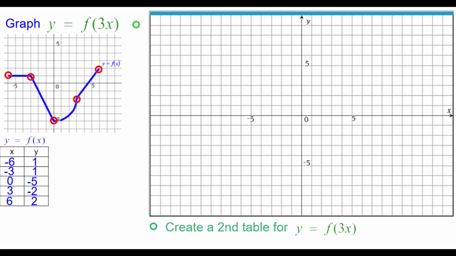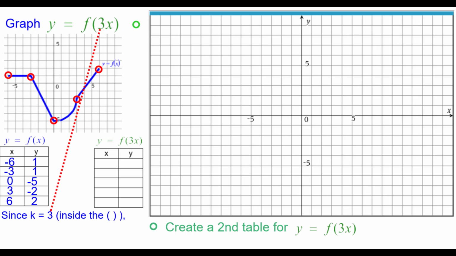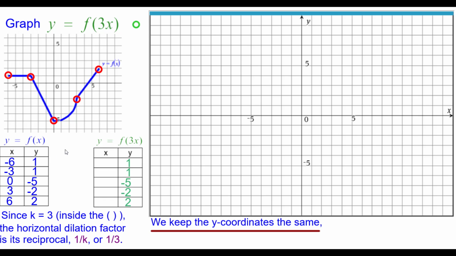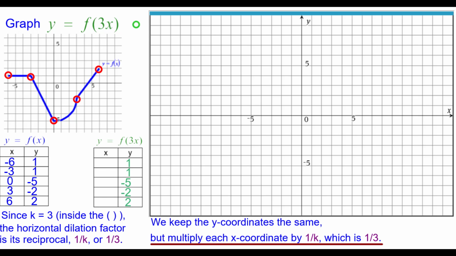We'll create a second table for y equals f of the quantity 3 times x. Since k equals 3 inside the parentheses, the horizontal dilation factor is going to be the reciprocal, which is 1/3. We keep the y coordinates the same, but we multiply each x coordinate by that 1/3.